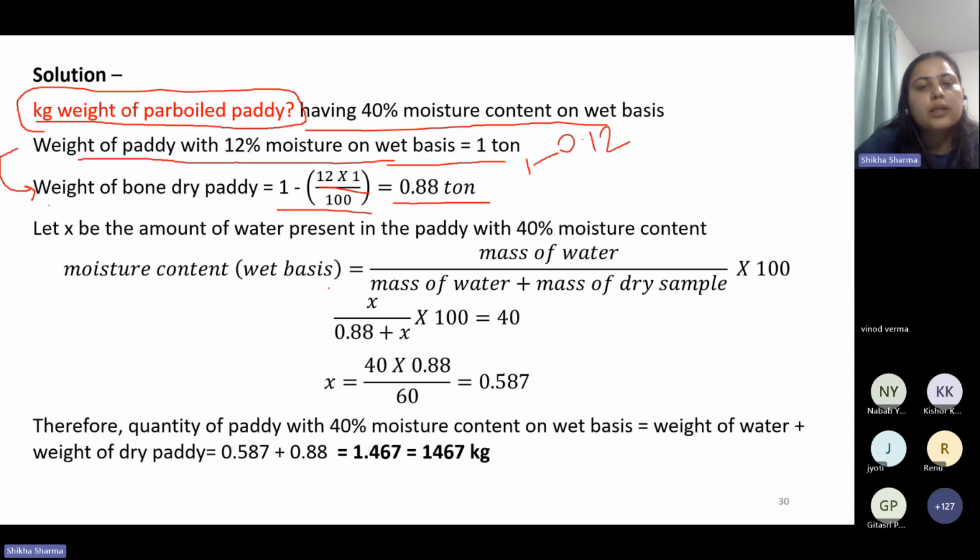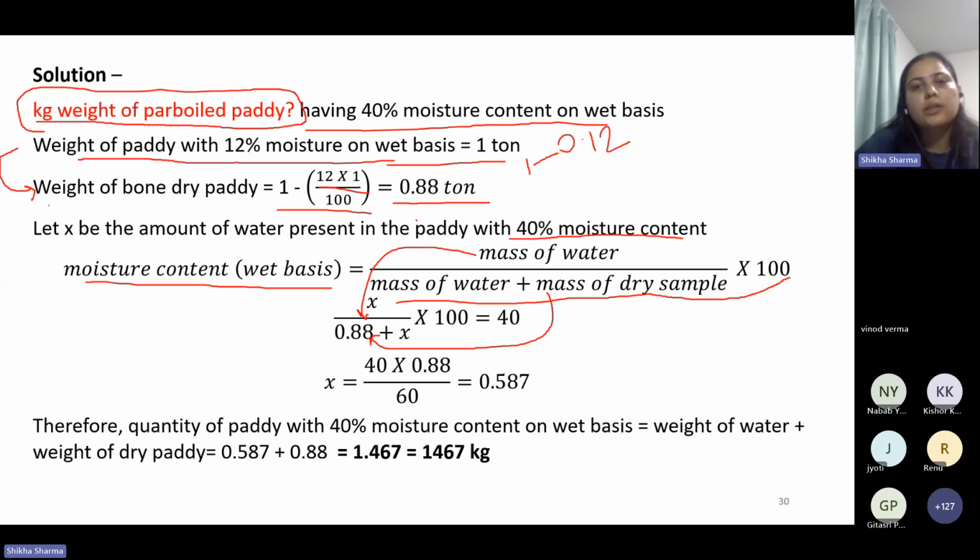Now we know that the moisture content on the wet basis is mass of the water divided by mass of the water plus mass of the dry sample, into 100. So now we can calculate how much water is present in the paddy when there is 40% moisture. Taking x as the mass of the water, plus the mass of the dry sample, which is the bone dry paddy we calculated as 0.88 ton. So x divided by x plus 0.88, into 100, equals the moisture content, which is given as 40.